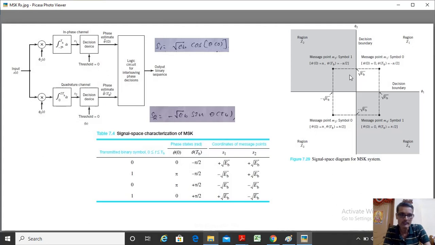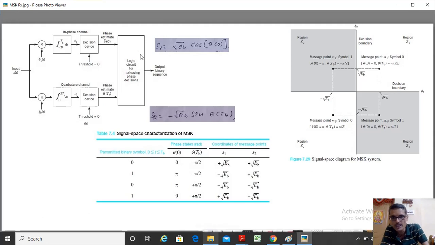What about x2? If x2 is more than 0, theta of Tb is always equal to minus pi by 2. If x2 is less than 0, negative values, theta of Tb is always plus pi by 2. So I can very easily make a phase estimation over here. And if theta of 0 is more than 0 and theta of Tb is also more than 0, that means this falls in this particular quadrant. That is, the symbol can be estimated.